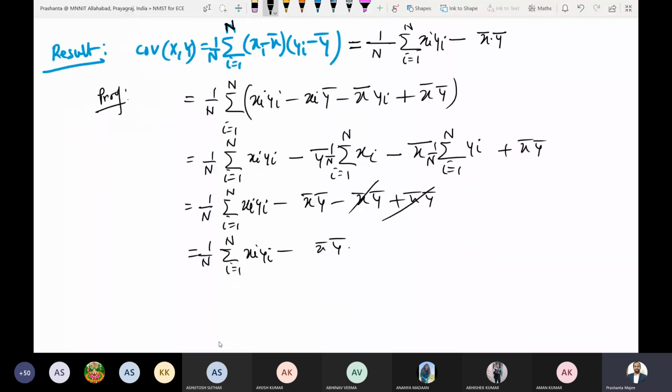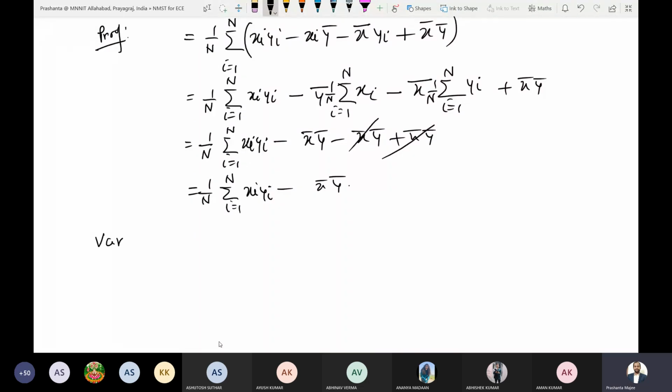Similarly, you have another expression for the variance of x values. So what is the variance of x values? 1 by n summation i equals 1 to n xi minus x bar whole square. This is the variance, or standard deviation square. This number tells you how widely the data points are spread with respect to the mean position.